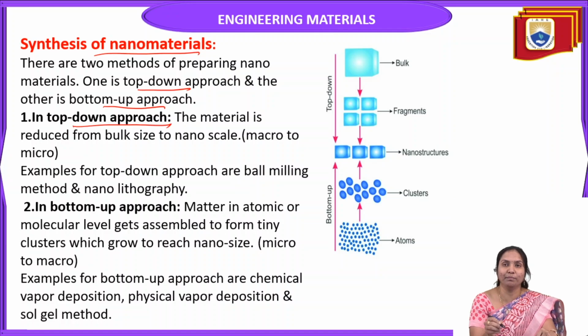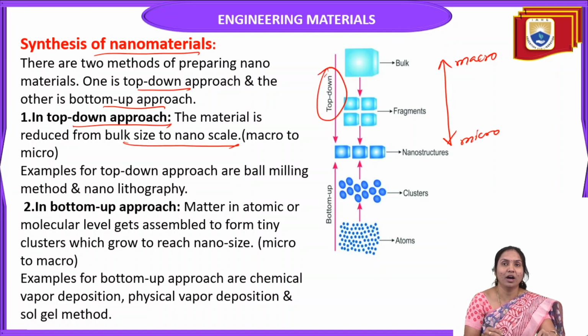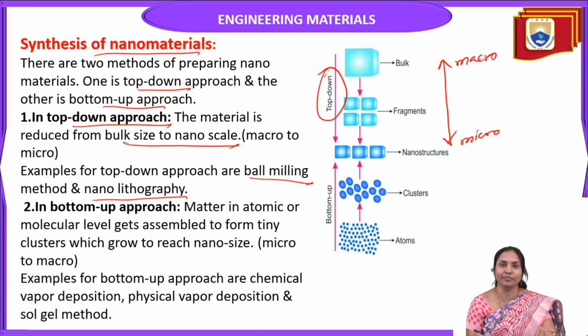In the top-down approach, the material is reduced from bulk size to nanoscale. That means macro to micro. This is called the top-down approach. Examples include the ball milling method and nanolithography. So in these two methods, we are preparing nanomaterials in the top-down approach.